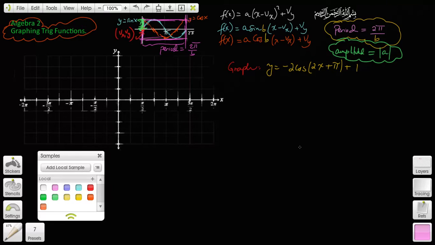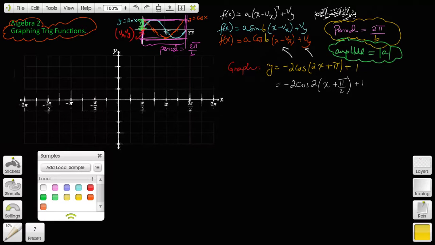So the first thing we need to do in order to graph this function is to bring it into this form here. So I'm going to do that. So that's negative 2 times cosine of, I'm going to factor that 2 out, okay? If you factor that 2 out, you have x plus pi over 2, because if you were to distribute this, you'll get that. So I factored out the 2.